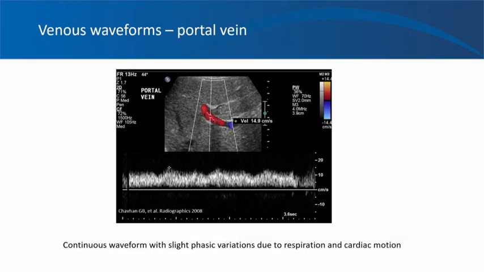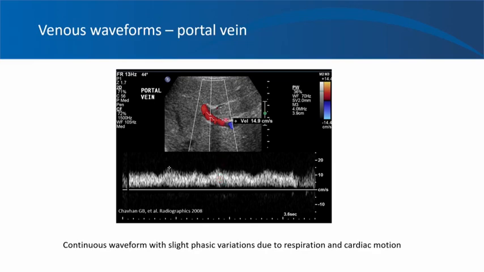Now the portal vein waveform. The portal vein waveform is also used for the same purpose as the renal vein waveform, and it is very similar to that. It's just a continuous waveform with slight phasic variations due to respiration and cardiac motion.